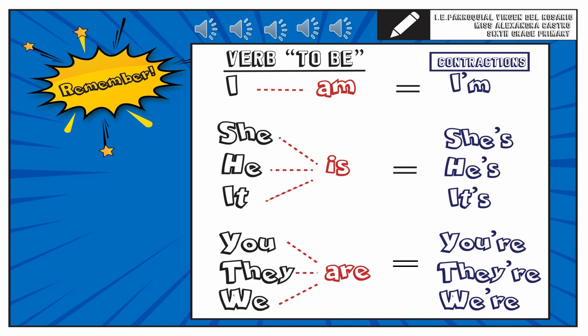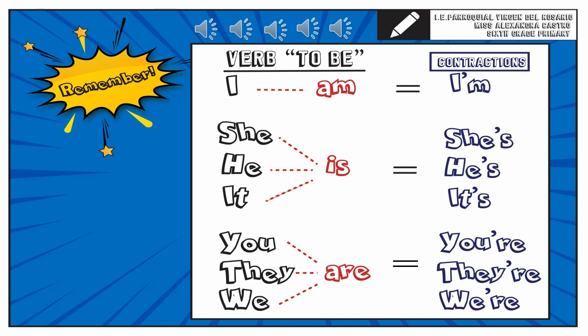Very good, kids. Excellent. Recuerden también que existen los contractions. Estas palabras, los contractions, surgen de la unión de dos palabras y son muy comunes en inglés para darnos mayor fluidez al hablar y que se escuche de manera natural. El contraction de I am es I'm. I'm también significa yo soy o yo estoy.